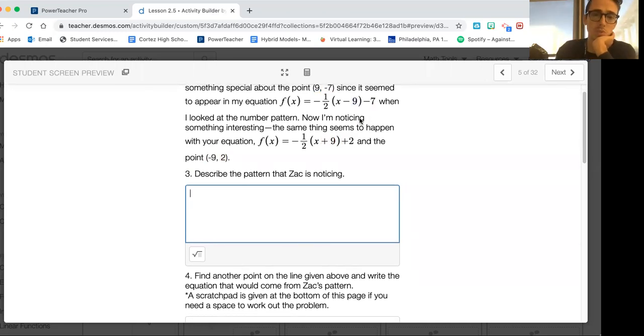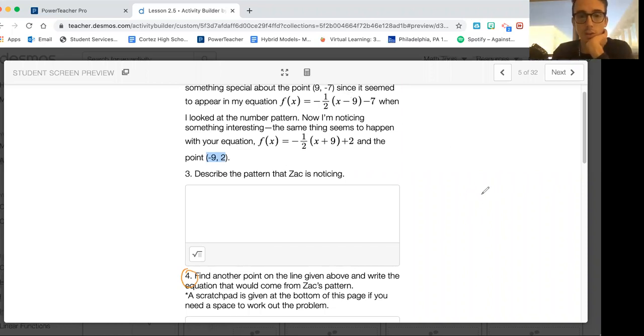So what I'm going to do is take this equation and plug in this point. And this will be the work for number 4. So I'm using -9, 2 in Zach's equation. All right, so -1/2. Now it's x minus -9, and then -7. And then what do you think all of this is going to have to equal?